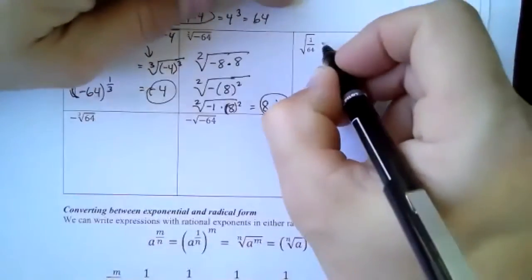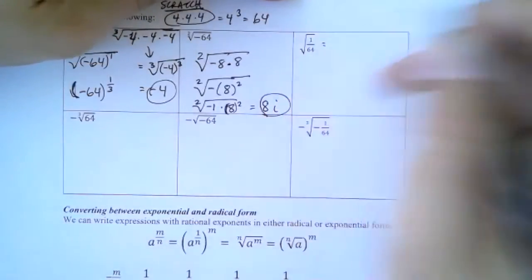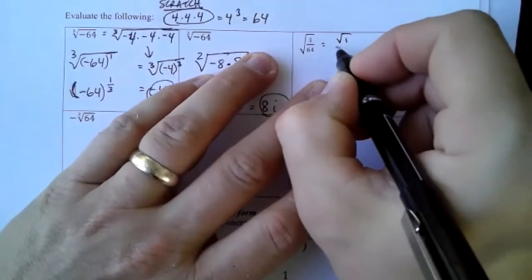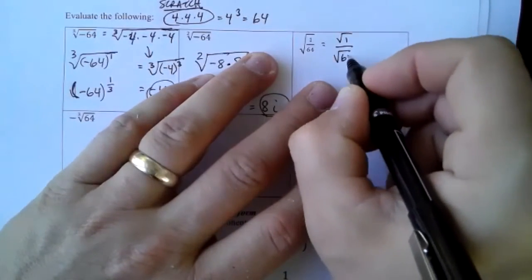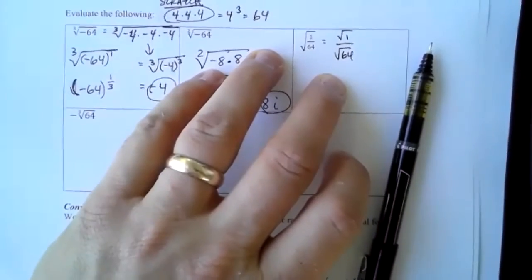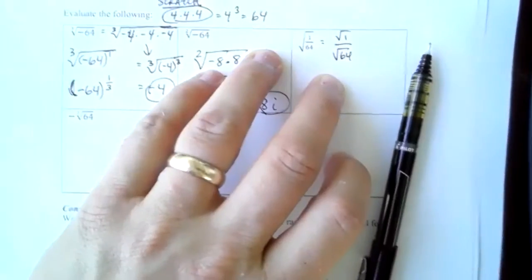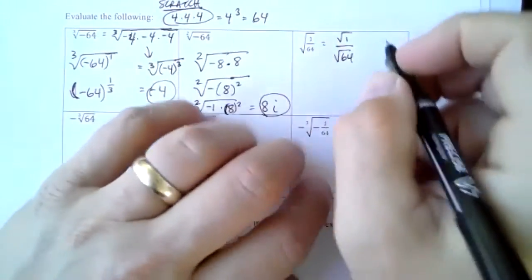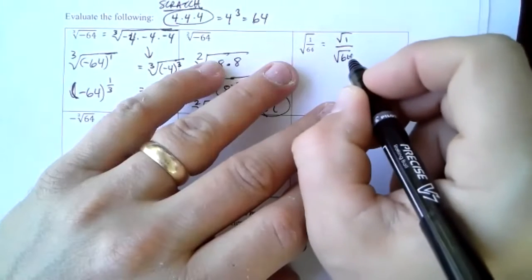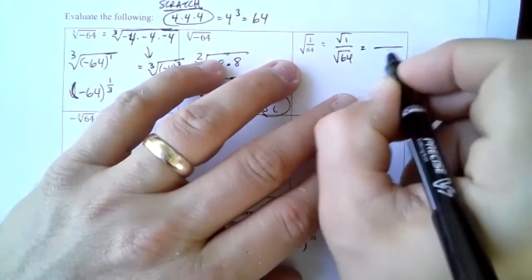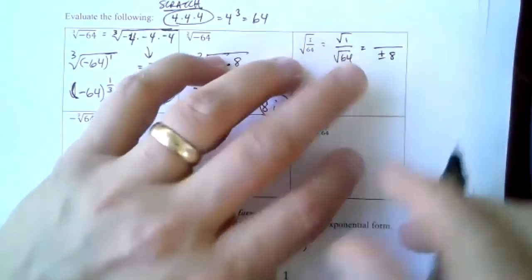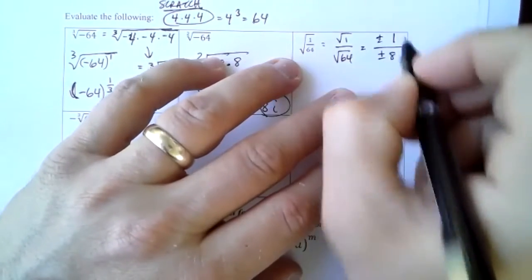So let's go over here and split this up. I don't know if you can see this very clearly, but I'm going to split this into the square root of negative 1 over the square root of 64. The square root of 64 can be both positive and negative 8, and the square root of negative 1 can be both positive and negative 1.